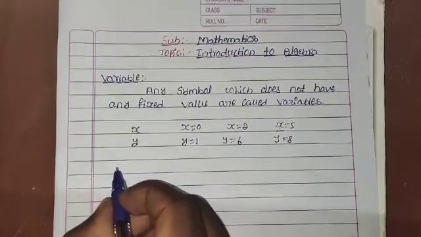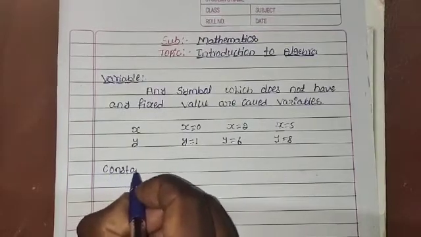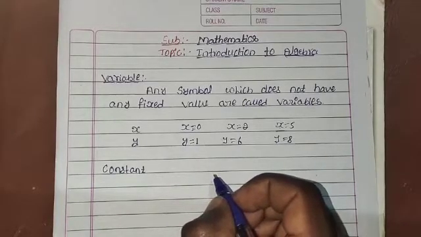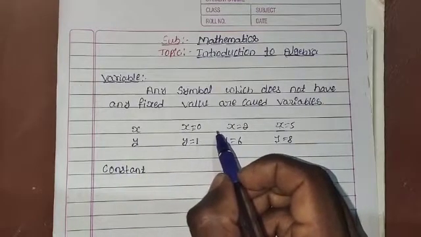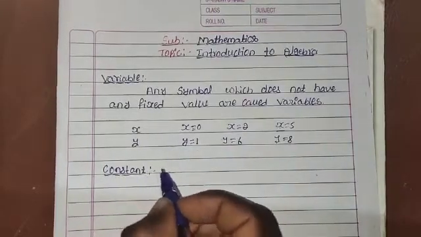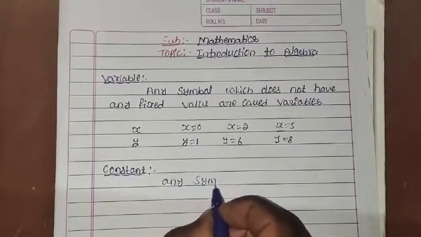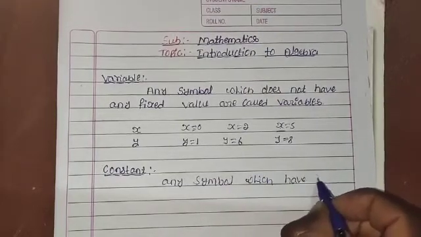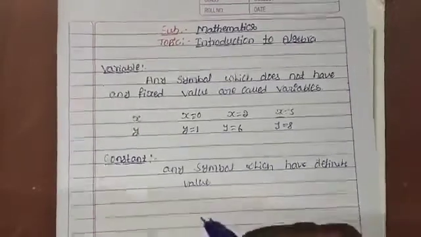Now the next important thing is constants. What do you mean by a constant? Constants are those symbols which have a definite value. If a symbol has a definite value, we call it a constant. If the symbol does not have any fixed or definite value, it is called a variable. A constant means a symbol which has a definite value.